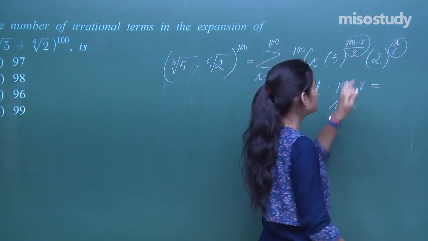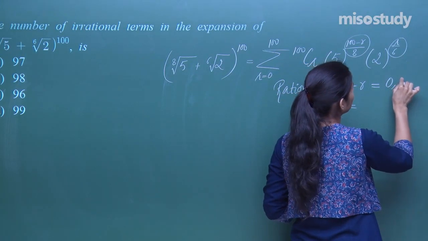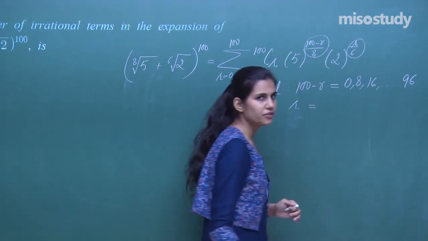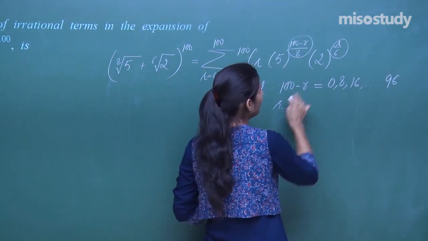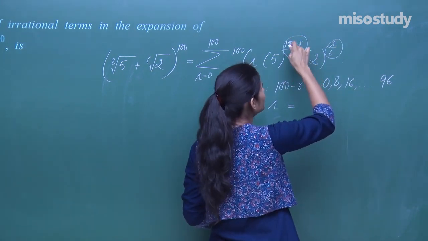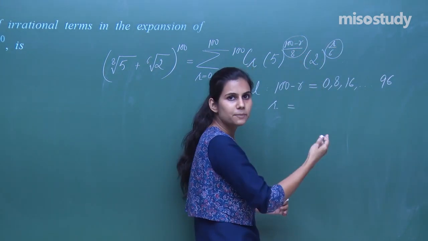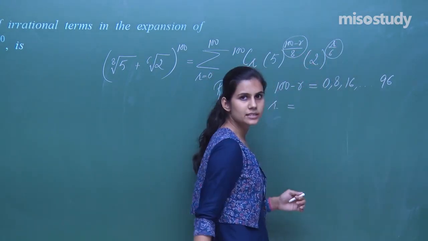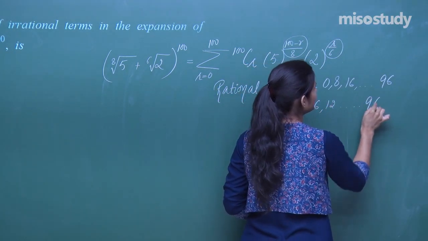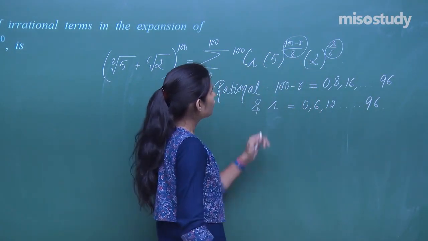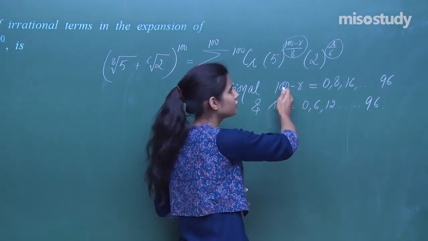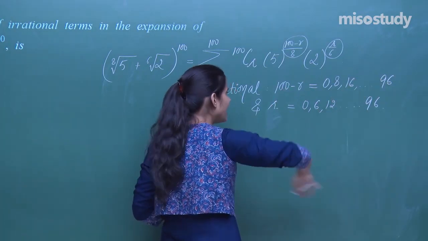So 100 minus R should be divisible by 8, that means 100 minus R can be equal to 0, 8, 16 and so on up till 96 because 100 is the limit. And R eventually from here, what should you have? R should be a multiple of 6. So R can be 0, 6, 12 up till 96. So for terms to come out to be rational, 100 minus R should be one of these and R should be one of these.